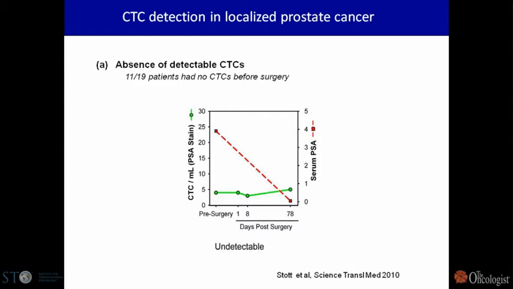So these were patients who had a nodule, they had PSA, they had localized disease, and they were sent to a urologist to have their prostate removed. It turned out that 11 of these 19 patients had no CTCs before or after surgery. You can see in red, the serum PSA was present, and then after surgery, day one, day eight, and then at 2 to 3 months, for all these tests were limited to the previously scheduled clinical visits. So there were no CTCs, the PSA dropped as expected.